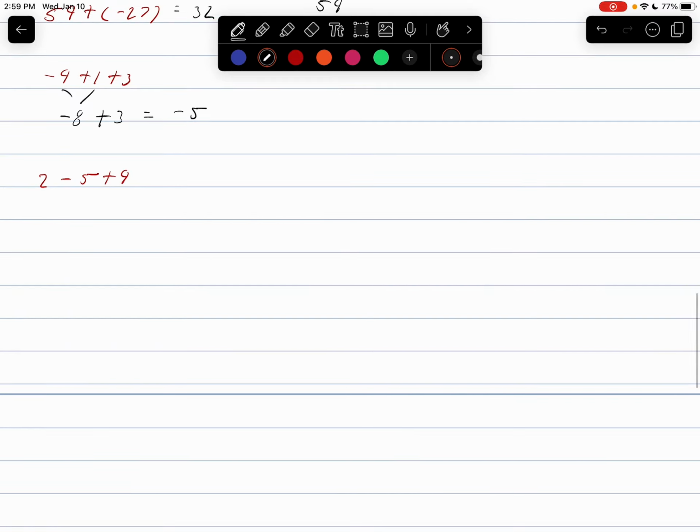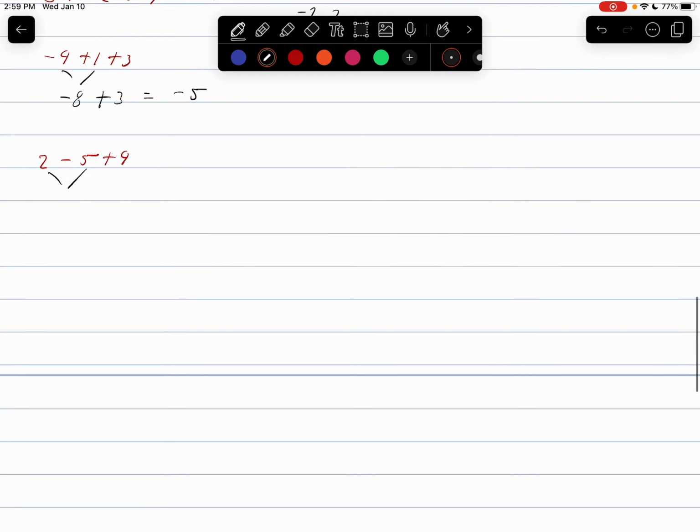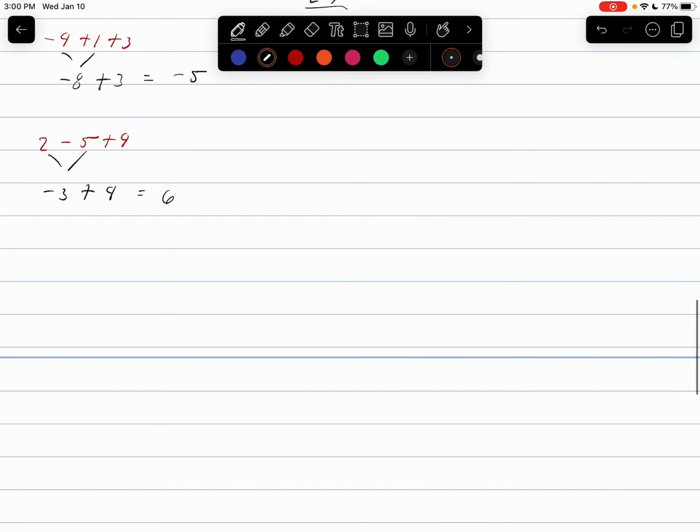Okay, so now let's look at 2 minus 5 plus 9. If we start with 2 minus 5, that's the same thing as starting at 2 and moving to the left 5. So that's going to give us negative 3. And then we're going to bring down the plus 9. So we have negative 3 plus 9. That's going to give us 6. Because remember, this is the same thing as starting at negative 3, and we're going to move to the right 9, which is going to give us 6. Or you could also think of this as 9 minus 3, which is 6. There's a couple of ways you can think of that.